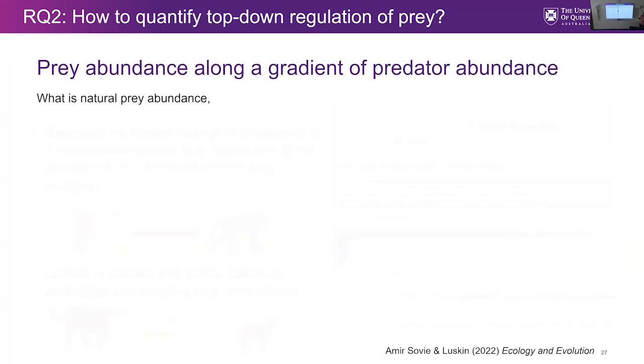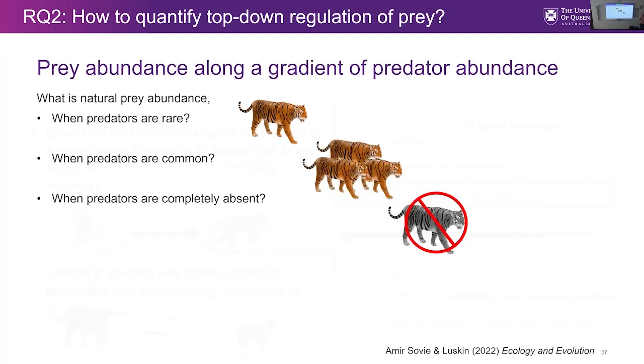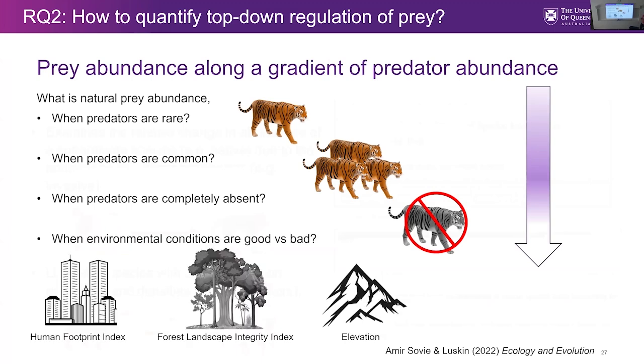Specifically, I wanted to see how prey abundance varies along a gradient of predator abundance. So how are prey when predators are rare, common, or totally absent? And this helps move trophic cascades research away from this binary comparison of present versus absent to examine along a gradient while accounting for environmental conditions within each species abundance formula, like elevation, forest integrity, and human footprint index.